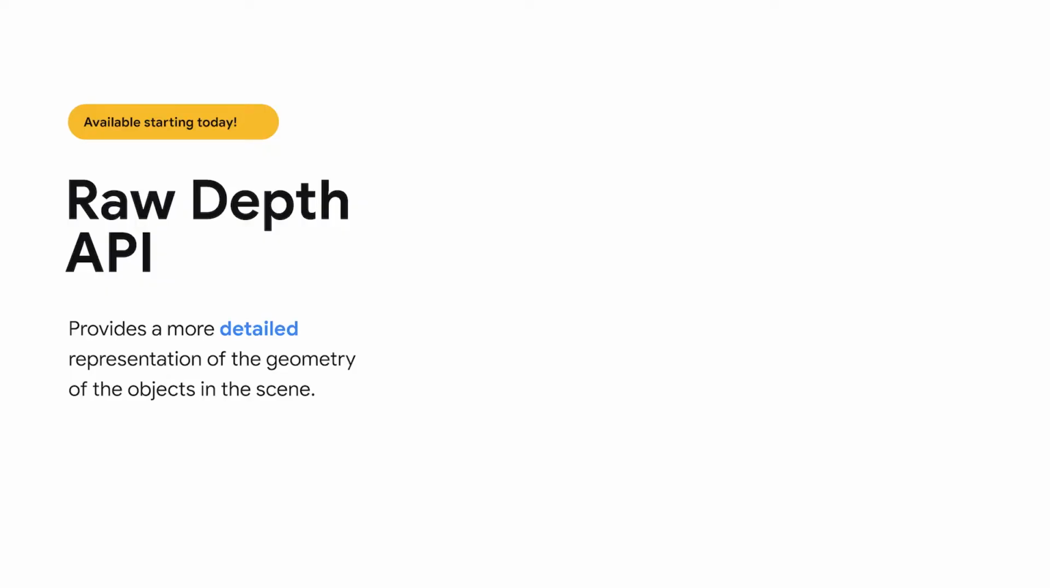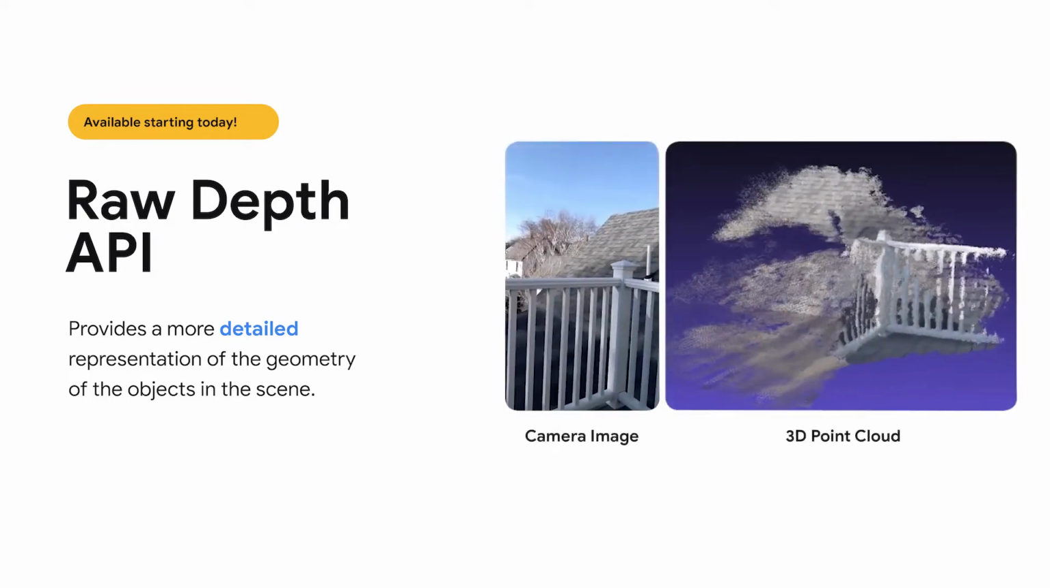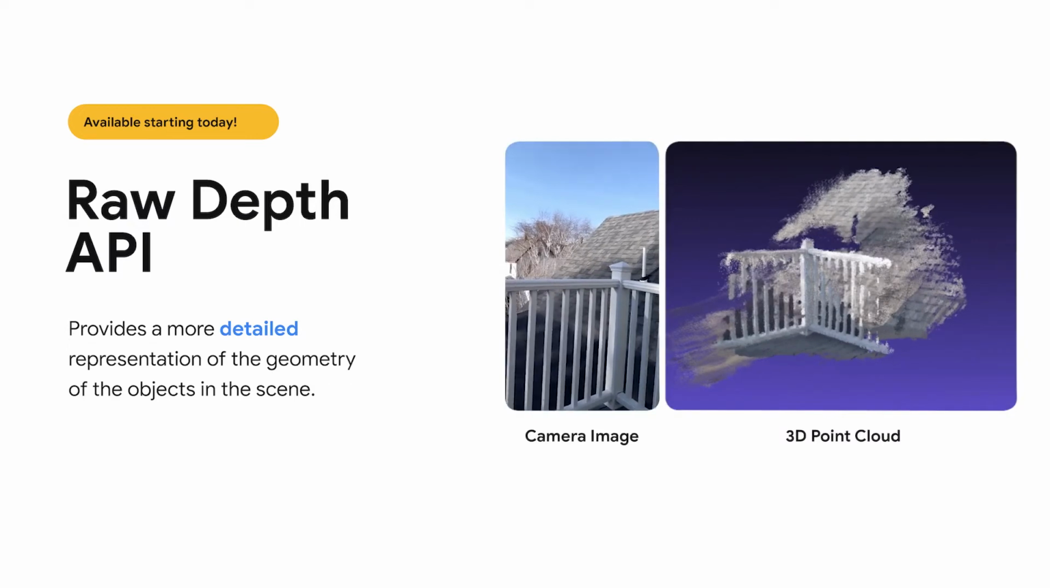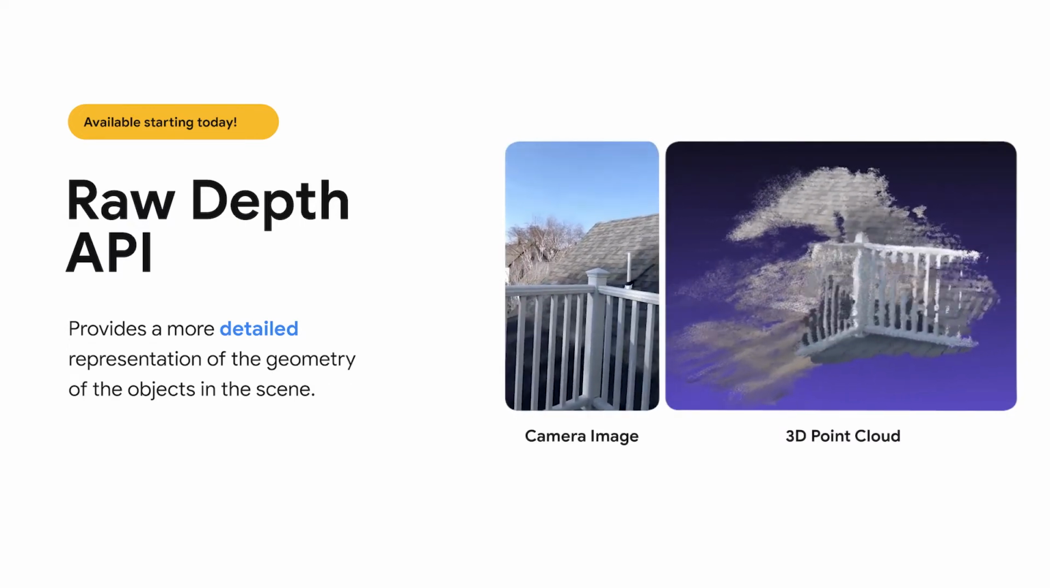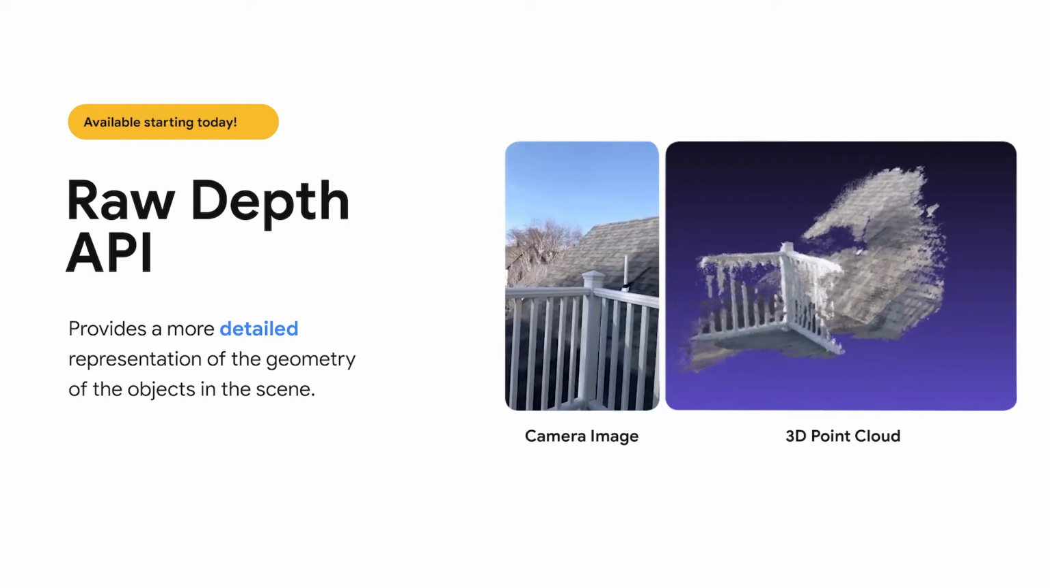Today at I/O, we are announcing the Raw Depth API. We've already shown you examples of how depth images are used to create immersive AR effects, letting users transform the look of their scene. And we've heard great feedback from developers, including an interest in accessing the raw data, which can be used for more detailed, more accurate 3D sensing. For example, this point cloud, shown on the right, was generated using depth from motion. Today, we are expanding ARCore so this information is now available to you through the Raw Depth API.